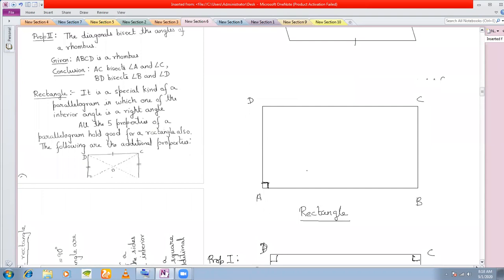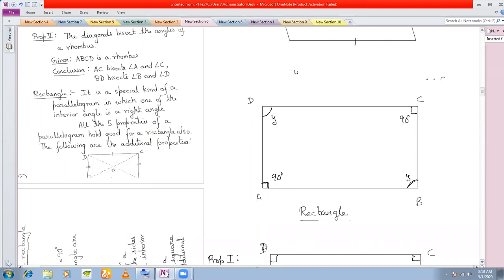So what happens? You know that the opposite angles of a parallelogram are equal, right? So if this angle is 90 degrees, then this angle will also be 90 degrees, because the opposite angles of a parallelogram are equal. Also, this angle is equal to this angle, right? Because the opposite angles of a parallelogram are equal. So say this is y and say this is y.